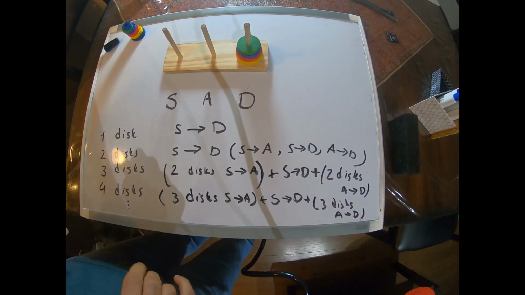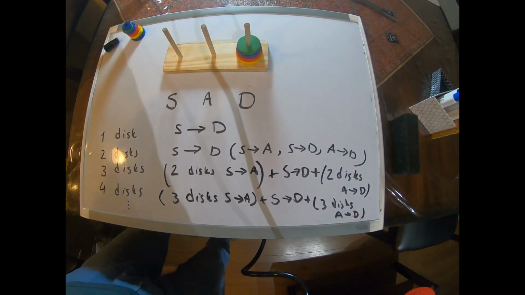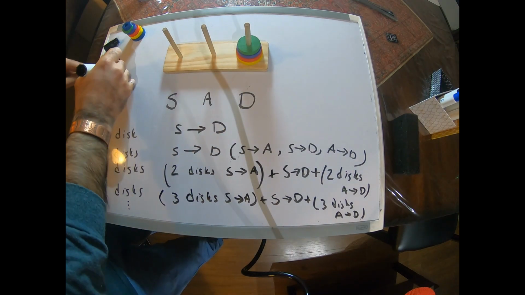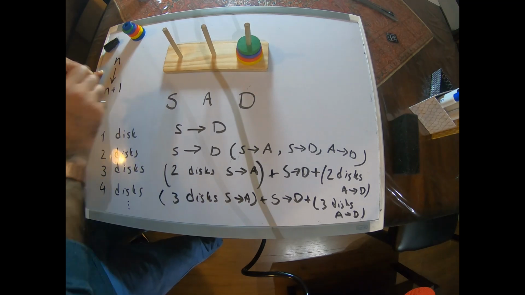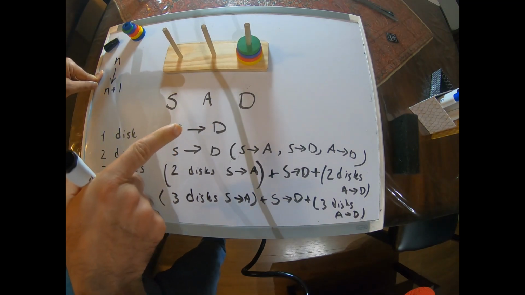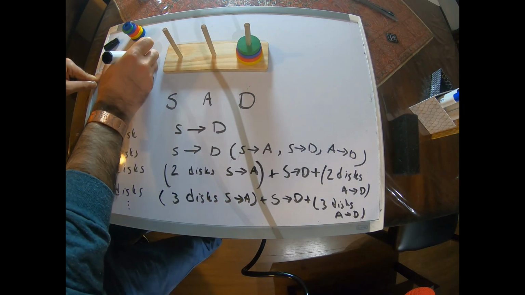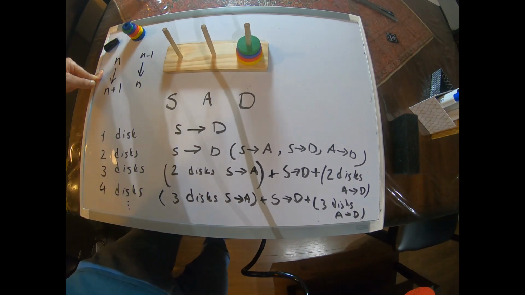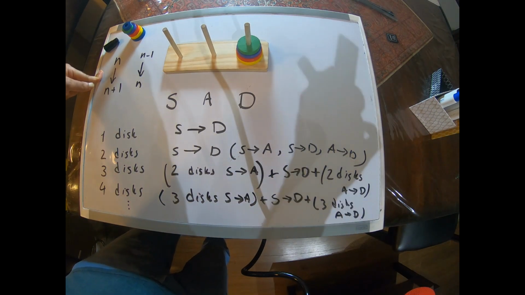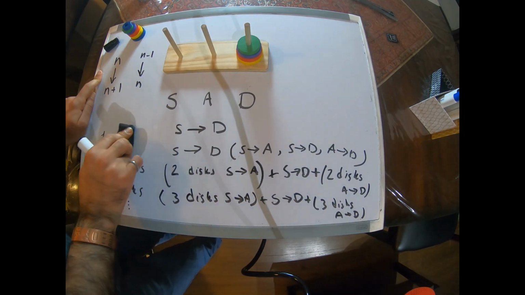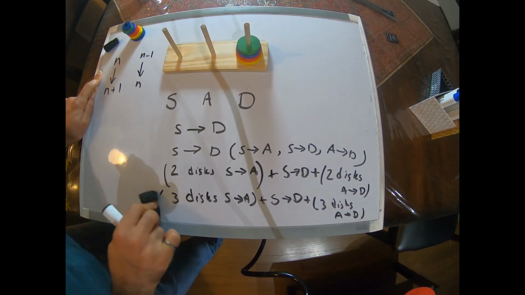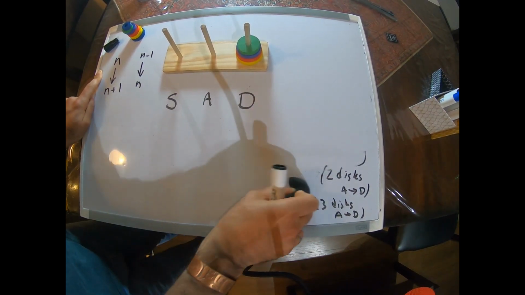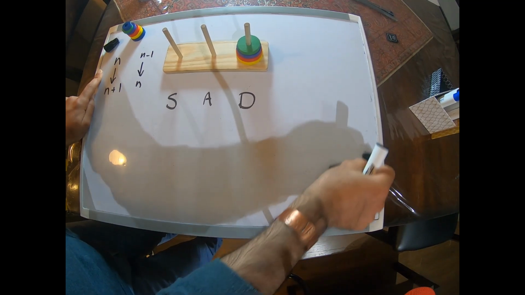So you basically see that if I know how to move n disks from one rod to another rod, I know how to do n plus 1 disks from one rod to another rod. Or if I know how to move n minus 1 disks from one rod to another rod, I know how to do n disks from one rod to another rod. So let's look at how we can solve this recursively, right?